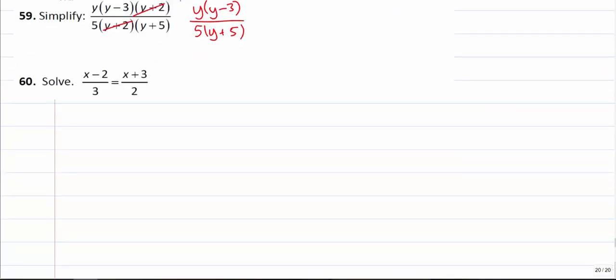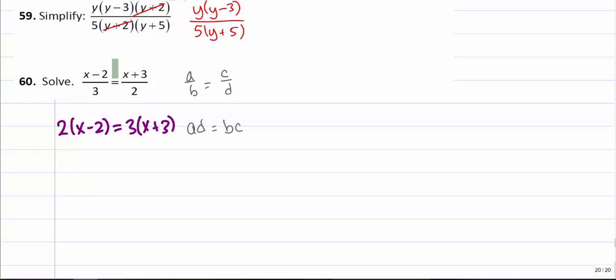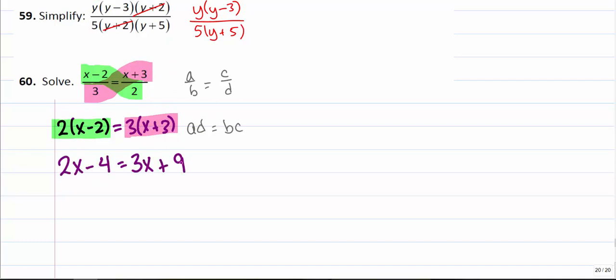Number 60 is a cross multiply one because you have a fraction equal to a fraction. Anytime you have a over b equals c over d, then you can do a times d equals b times c, which in this case would be 2 times (x minus 2) equals 3 times (x plus 3). So if you notice here, I did those two here, and then I crossed it with those two. And that becomes 2x minus 4 equals 3x plus 9.